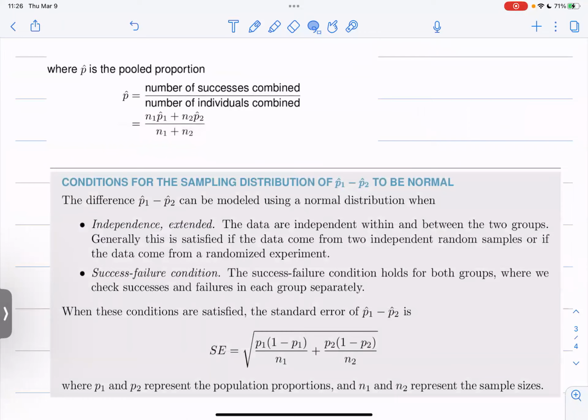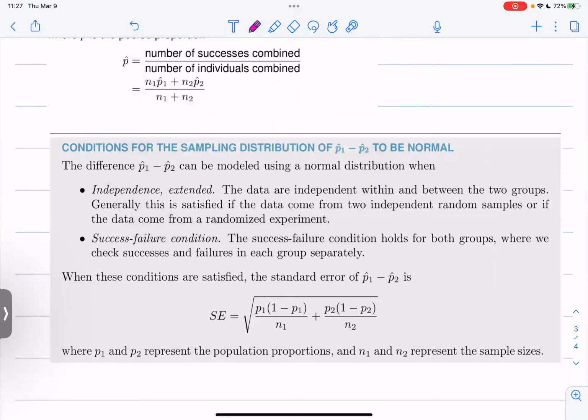Unlike last time, I'm going to start with the conditions. First things first, independence. It's always your first condition. The independence condition is the same, except now you have two samples, so they both have to be randomly sampled, or you have to assume that they were randomly sampled. If the data came from two independent random samples, or if they came from a randomized experiment, then you can assume independence. And then we have the added condition that within each group you have to have independence, so they have to be randomly sampled individually, but also that means that we can assume that they're independent of each other as well.